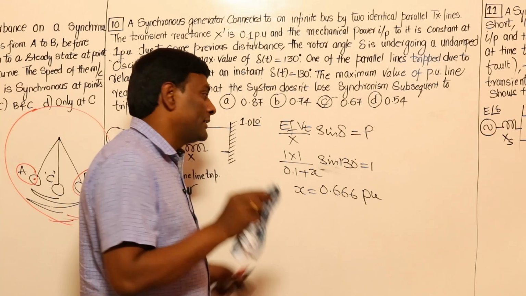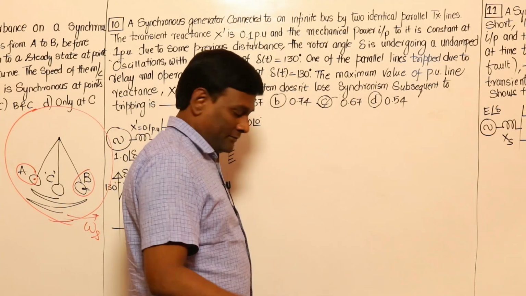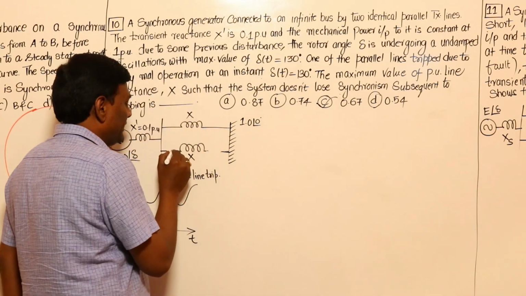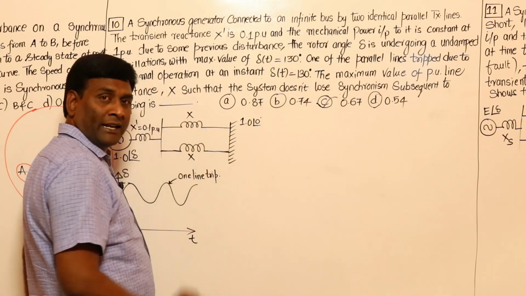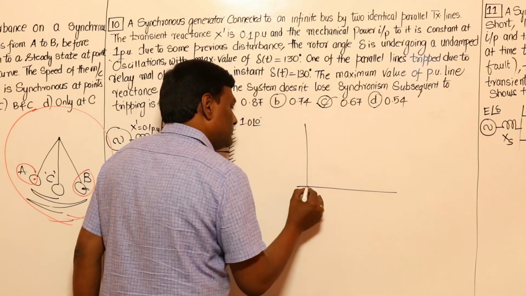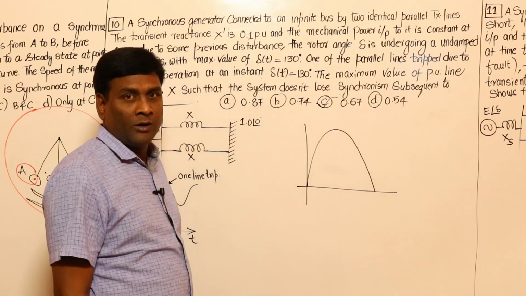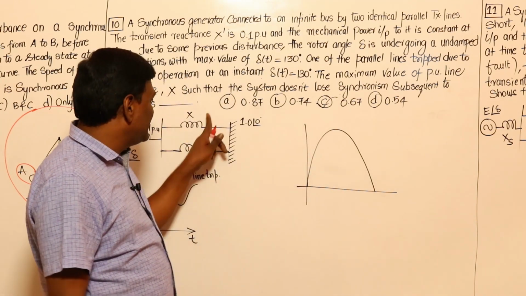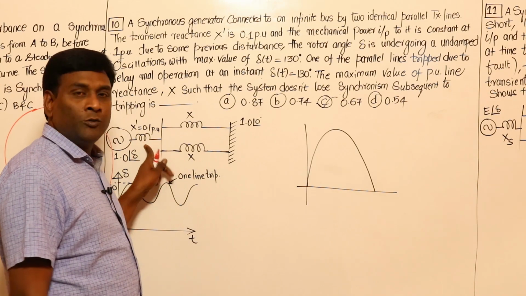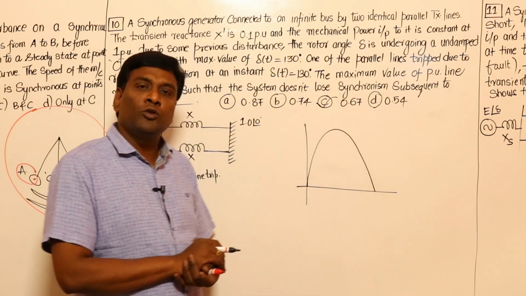Now let us do analysis. What is happening here inside? Let us see. For example, at starting, when I have these two, how much is going to be the... Now if I have this as x by 2 plus 0.1, my power angle characteristic, torque angle characteristic, is going to be this.